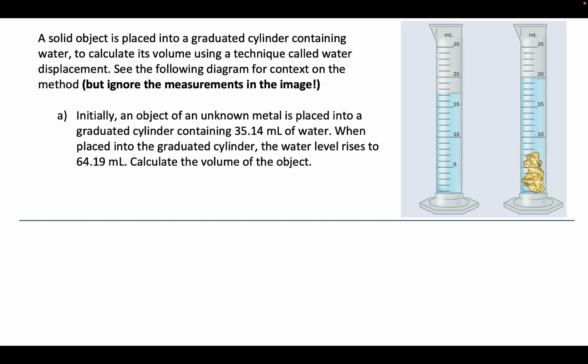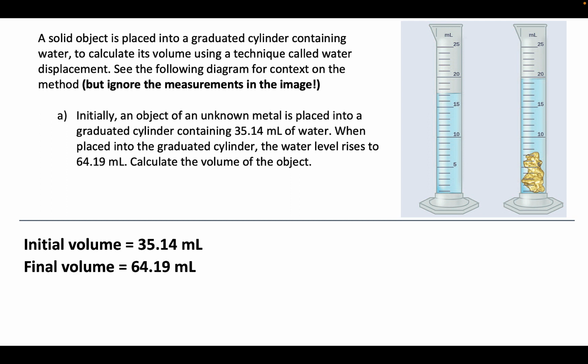Then once it's placed into the water, the level rises and we get a separate volume reading. And remember that this is a volume of this graduated cylinder. And our question is, what is the volume of the object? To solve this one, we want to first look at the initial volume, and that's 35.14 milliliters. Then we want to look at the final volume, and that's this 64.19 milliliters.